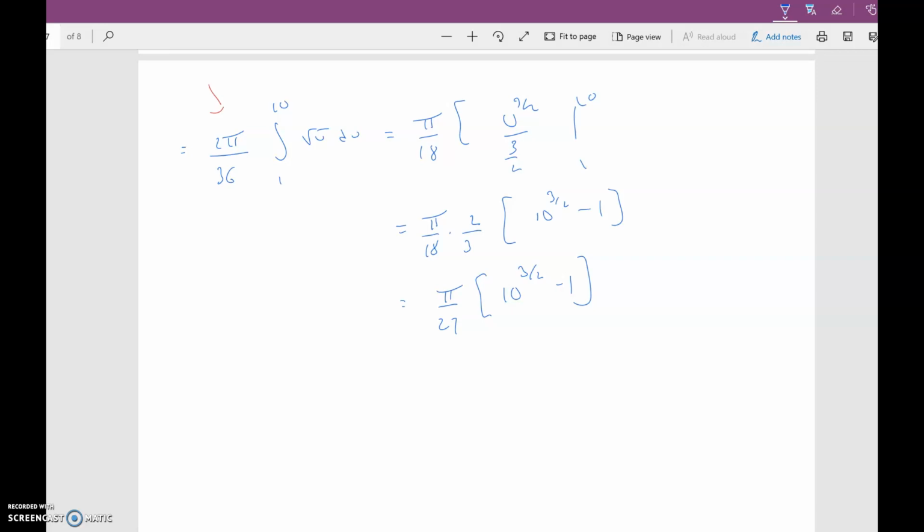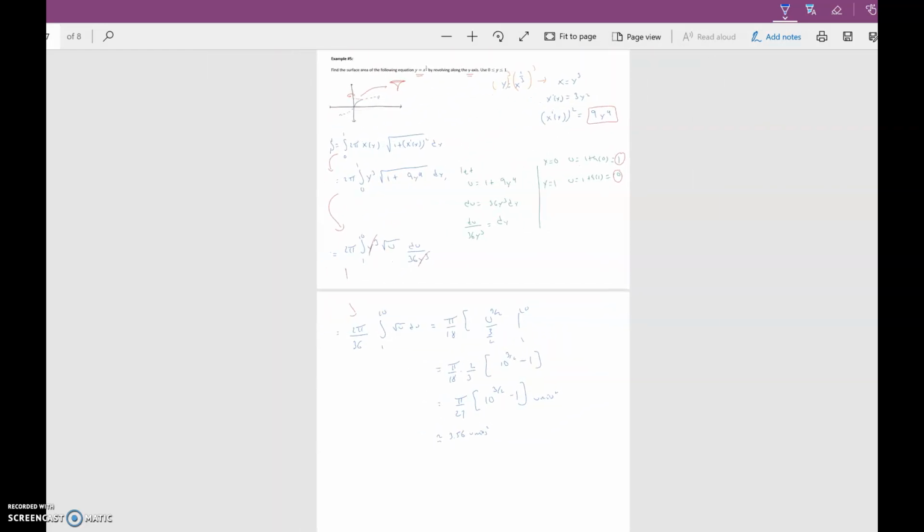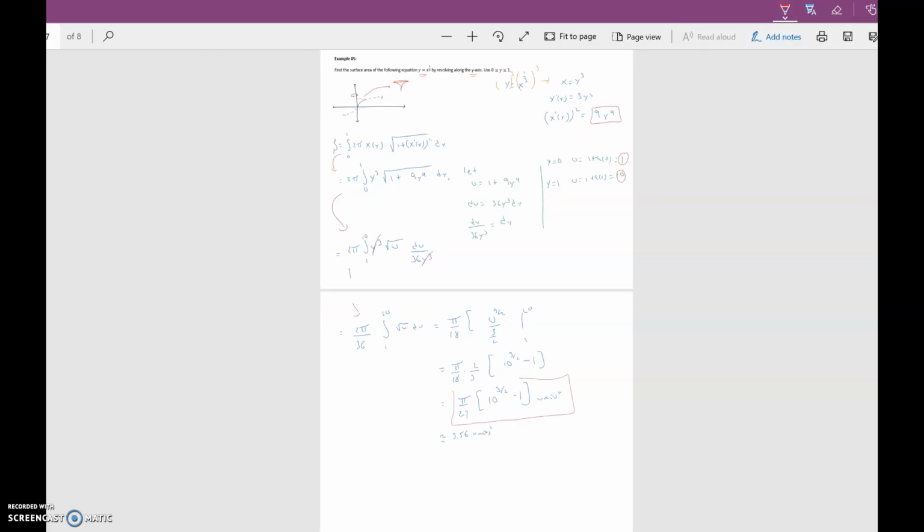And let me just obtain a decimal approximation. Okay, so this area, it's about 3.56 units squared. And that's actually it. So we'll leave it like this.